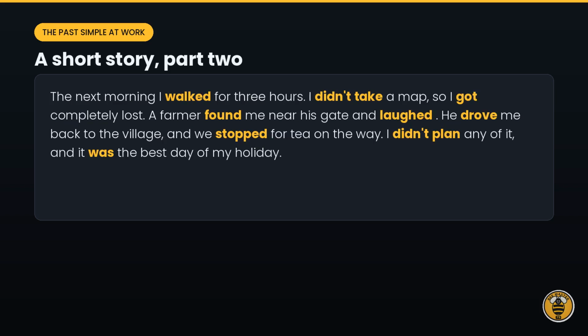The next morning, I walked for 3 hours. I didn't take a map, so I got completely lost. A farmer found me near his gate and laughed. He drove me back to the village and we stopped for tea on the way. I didn't plan any of it, and it was the best day of my holiday. Notice how every single verb sits in the past simple and how the negatives used didn't with the base form.